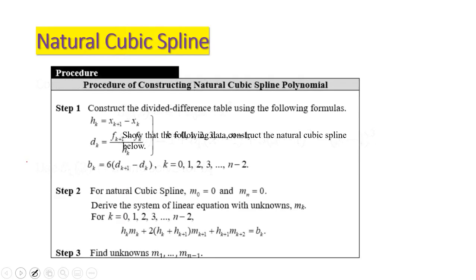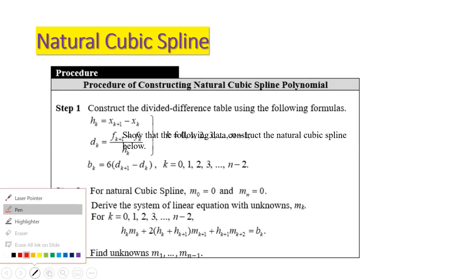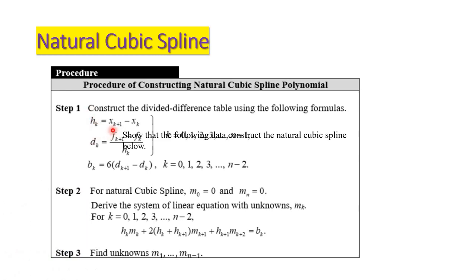Okay. And then, how are we going to construct the natural cubic spline? First step, construct the divided difference table using the following formulas, such that the hk is actually x(k+1) minus xk. And then the dk is actually f(k+1) minus fk divided by hk. And then bk is actually 6 times d(k) minus d(k-1), where k starts from 0, 1, 2, 3 up to n minus 2.